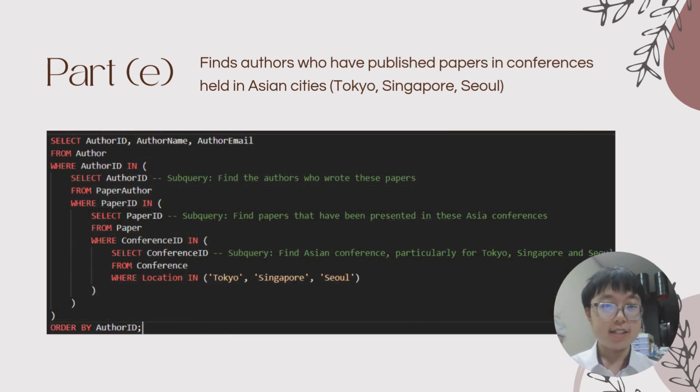First of all, the first subquery, which is at the bottom, is to find the conferences in Tokyo, Singapore, and Seoul from the conference table. The next subquery will find the papers presented at these conferences from the paper table. After that, the paper author table is used to find which authors wrote these papers. And finally, the main query shows the details of these authors.